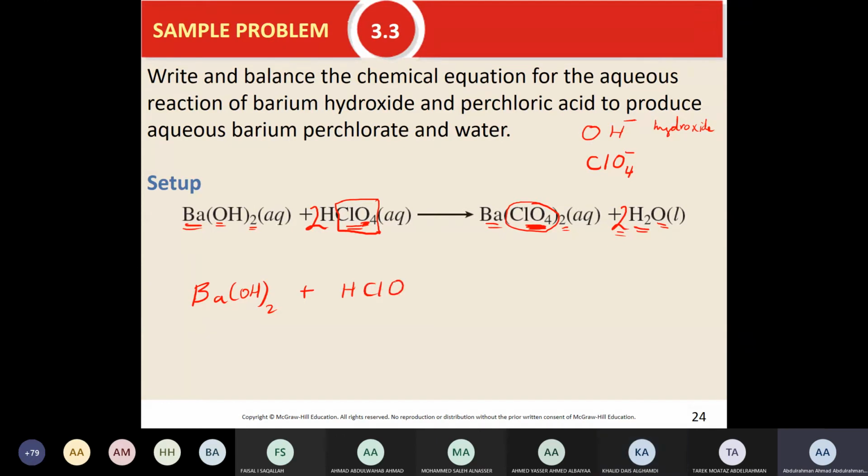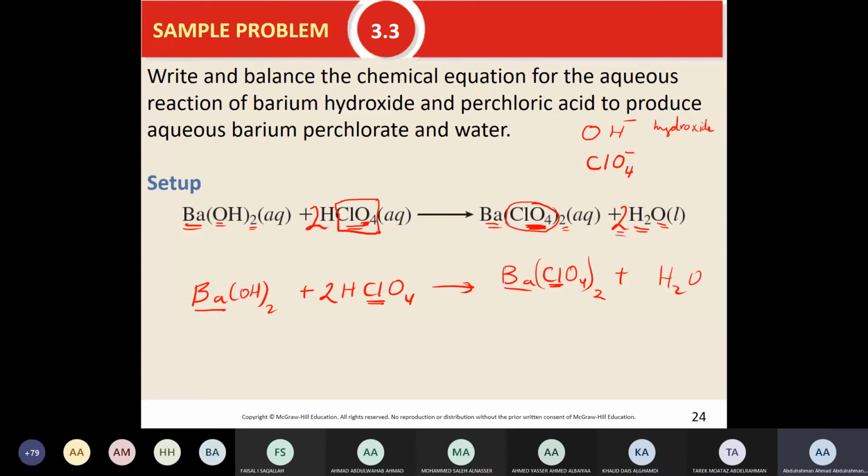Let's do it one more time without the group. It's the same thing, but it's going to be more complicated. We'll start with Ba. 1 here, 1 here. No problem. Okay, let's go to chlorine. 1 here, and how many here? 2. So how can I make it 2? Multiply by 2.